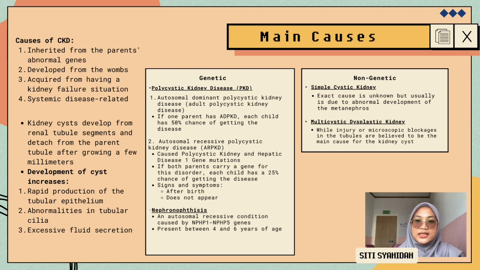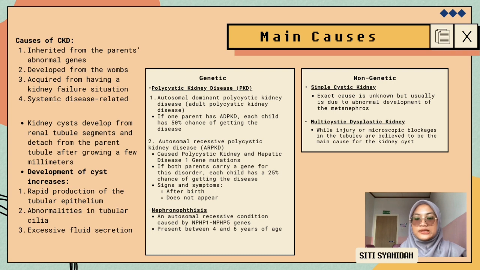In this case study, we will be explaining in detail about polycystic kidney disease on both autosomal recessive and autosomal dominant, and nephronophthisis for genetic cystic kidney disease, while we go for simple kidney cyst and multicystic dysplastic kidney for non-genetic cystic kidney disease. First, genetic cystic kidney disease, which is polycystic kidney disease (PKD).